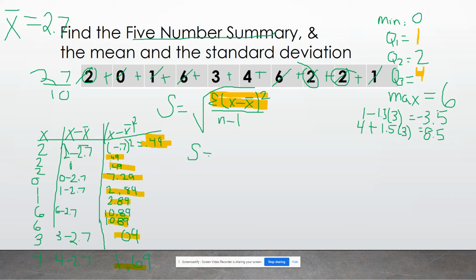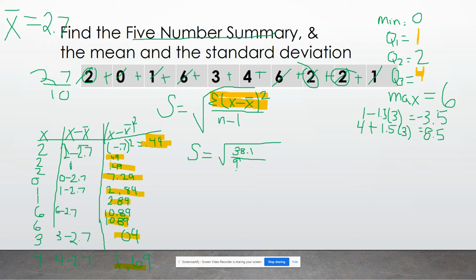So my standard deviation, instead of putting all of this, I'm going to put 38.1. Divide by, okay, now n minus 1. N was the number of numbers we had. So I had 1, 2, 3, 4, 5, 6, 7, 8, 9, 10 numbers. So 10 minus 1 is 9.